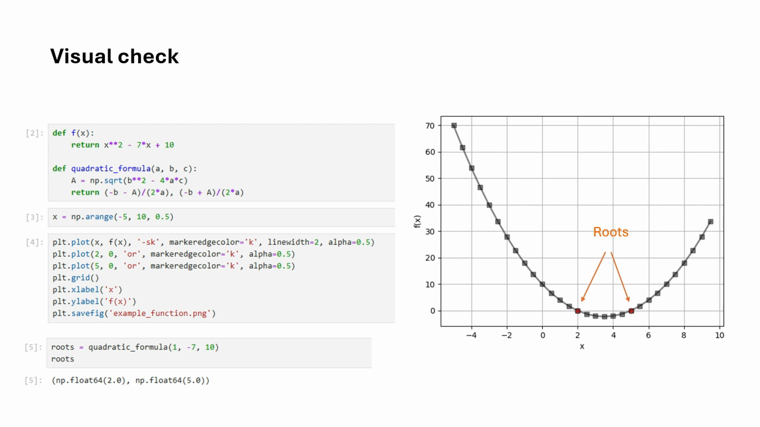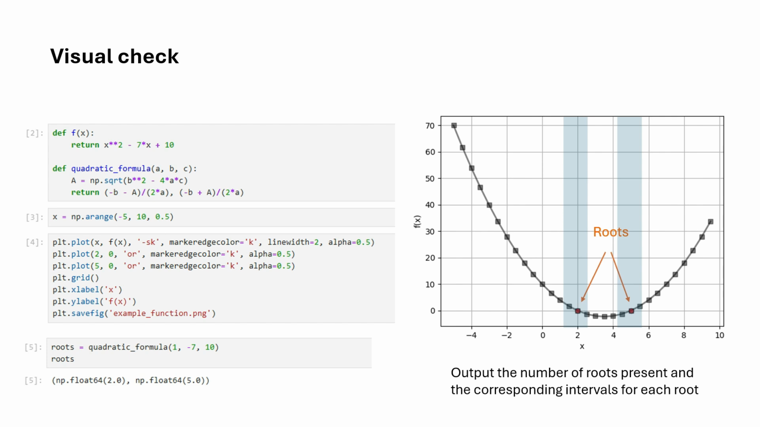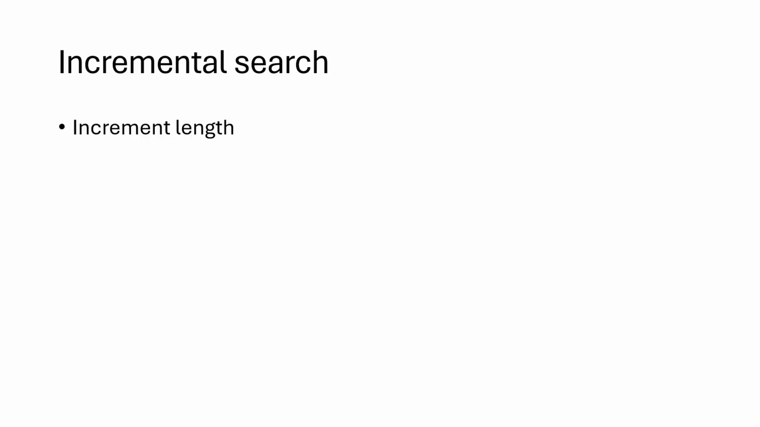So the goal of the incremental search is to output the number of roots present and the corresponding intervals for each root. Let's next see how we can do this using Python code. An important factor in the incremental search is the increment length. If it is too long, closely spaced roots might be missed, so we have to set it carefully. The evaluation interval to start and end the incremental search must also be set carefully.